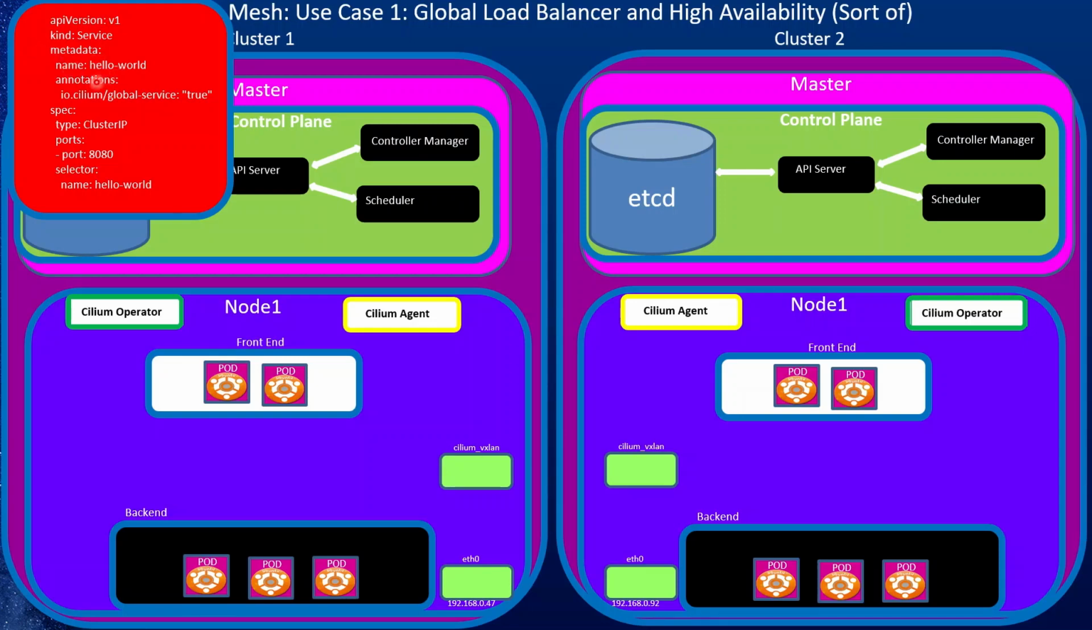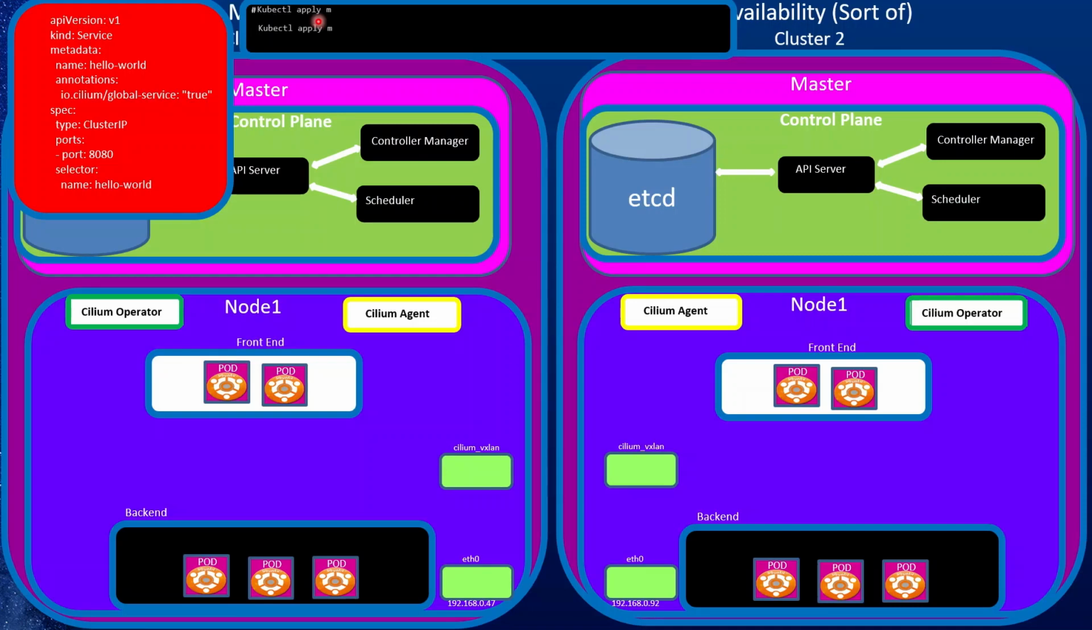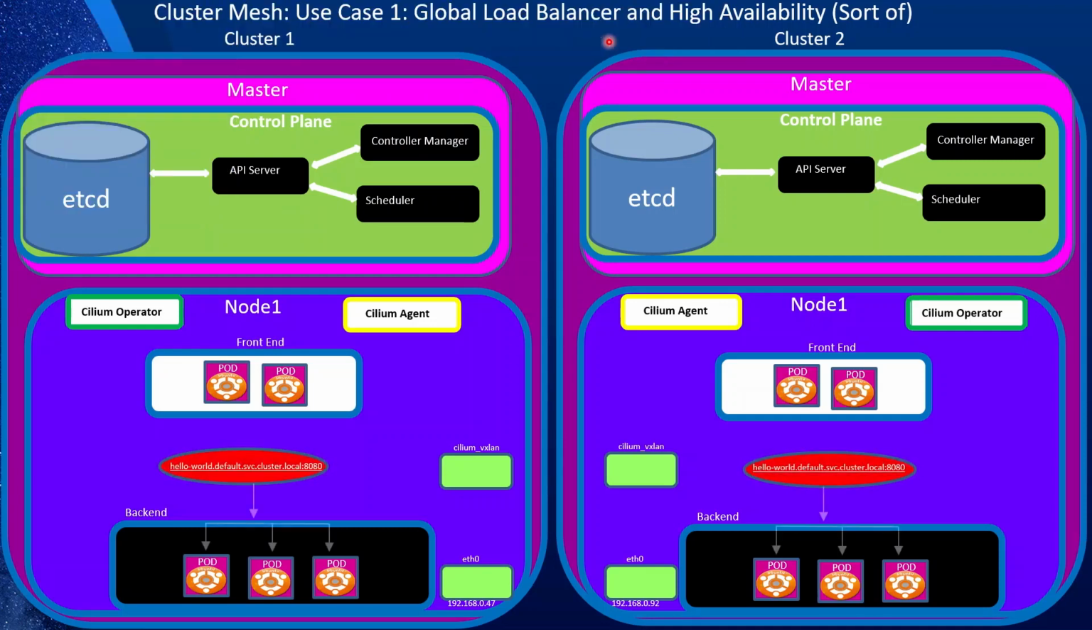Use the same hello world application. And again, the only difference from a normal service is that under annotations, we say io.cilium/global-service and we set it to true. So let's go ahead and execute that. Again, we need to deploy the service on both clusters. So let's go ahead and deploy those. It will create a service locally on this side and a service on this side. However, because this is global, the calls will also be load balanced amongst the backends here.